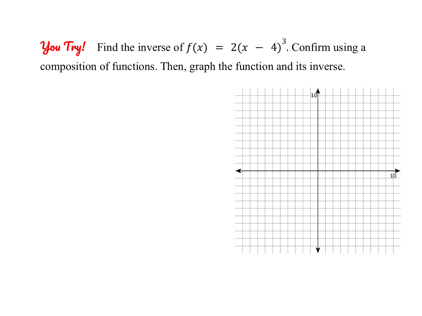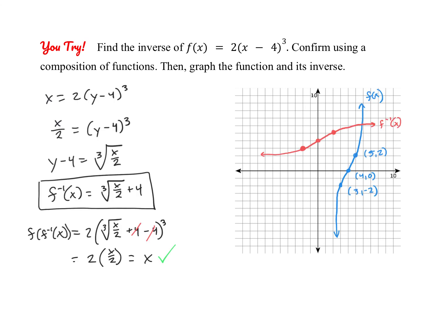All right, so I have one for you to try on your own, so please pause the video and give it a go, and you can check your answers in just a few seconds. All right, go ahead and check your work here. So here's my graph of f of x. This graph has just been shifted to the right 4 and vertically stretched by a factor of 2. And then I found the inverse algebraically. I double checked using composition of functions, and then I took some values from my original function and swapped x and y to plot them here.